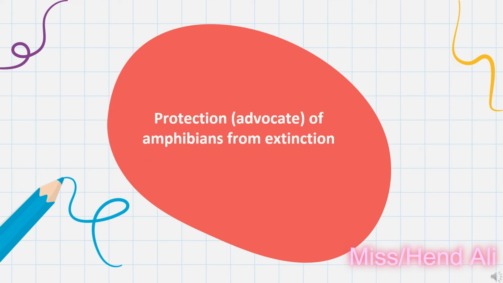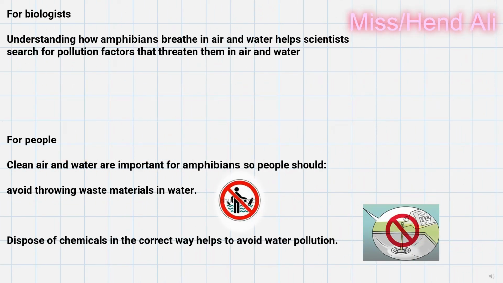Now let's learn how to protect amphibians from extinction. For biologists, understanding how amphibians breathe in air and water helps them search for pollution factors that threaten amphibians in air and water. For people, clean air and water are important for amphibians, so people should avoid throwing waste materials in water, and disposing of chemicals in the correct way helps to avoid water pollution.